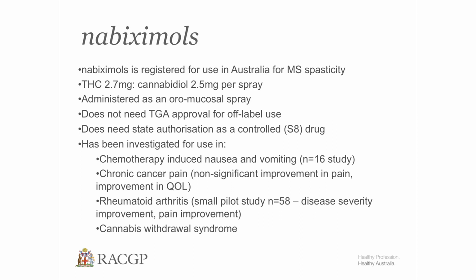So we're really encouraging doctors when they're prescribing it. THC is a fairly well-known abbreviation for delta-9 tetrahydrocannabinol, but we'd really encourage people, as more cannabinoids become commercially available, please spell out your cannabinoids when you're writing a prescription. This one's administered as an oromucosal spray. You don't need to go to the TGA to get off-label use approval, just like you don't need to go to the TGA to be able to prescribe amitriptyline off-label, for example. It does need state authorisation as it's a controlled drug.